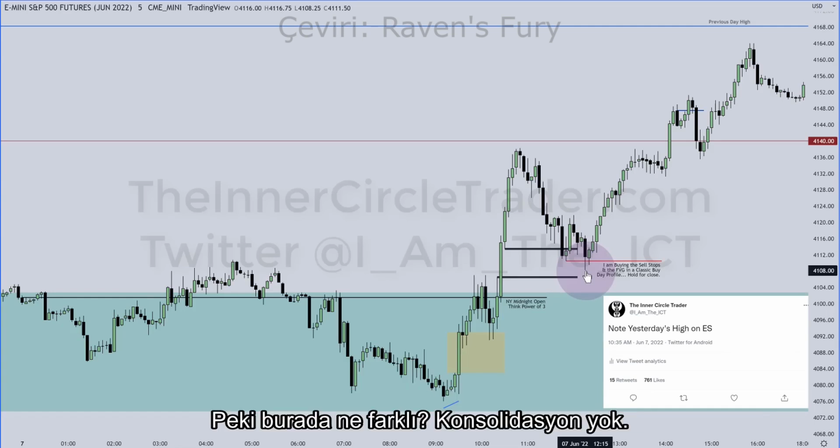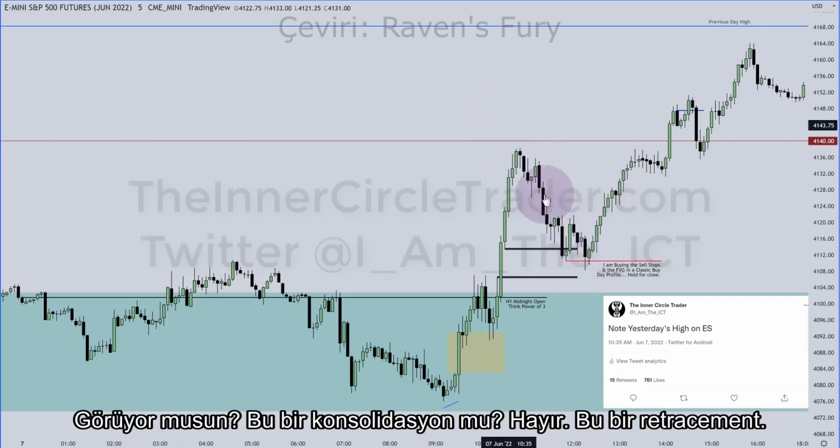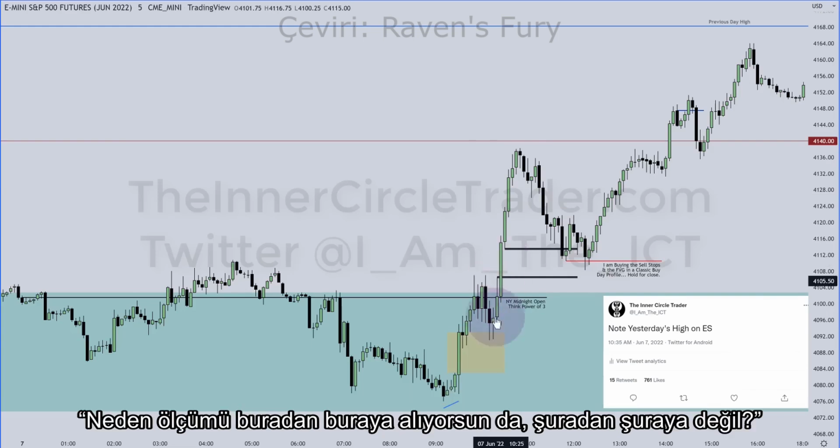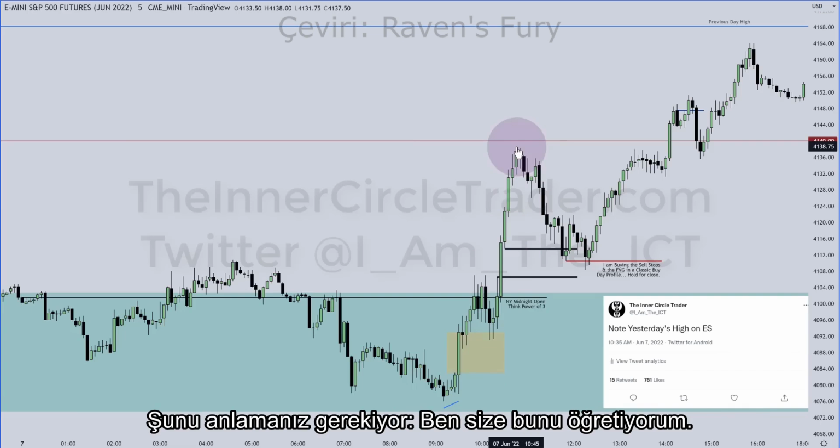Yes. What's different? It's not consolidating. You see that? Is this a consolidation? No, it's a retracement. So if you can identify an area where it's likely to retrace, and some of you asked on the Twitter feed, why am I measuring from here to get this versus this here to here? Well, you have to ring in what I'm trying to do.